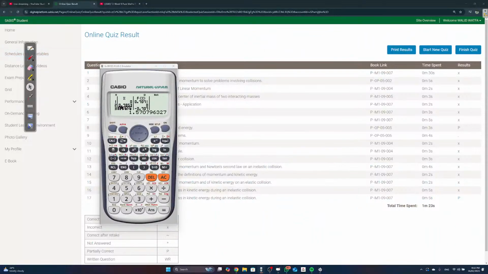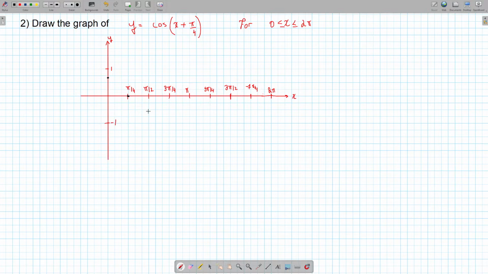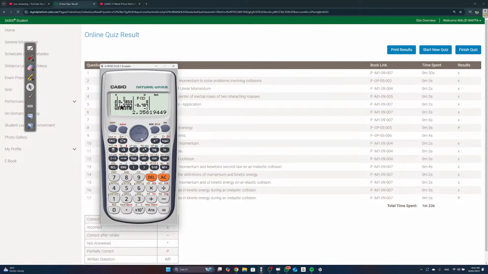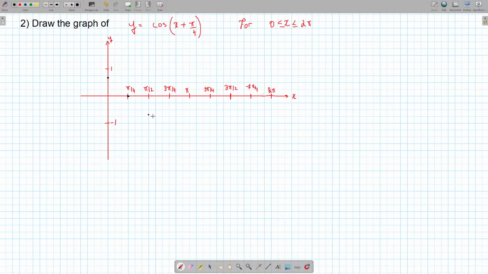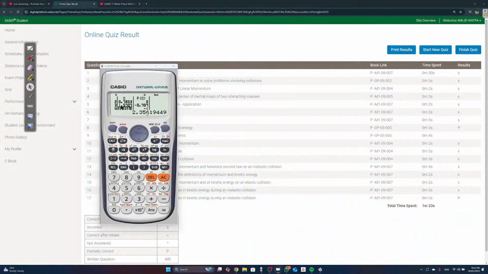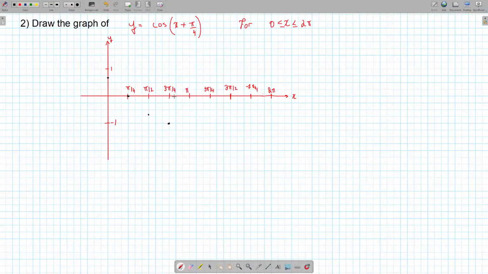Pi over 2 minus 0.7. So over here. No, lower a bit. About here. 3 pi over 4 should take me to -1. Yes. Okay. At pi, it's at minus 0.7 again. Over here.